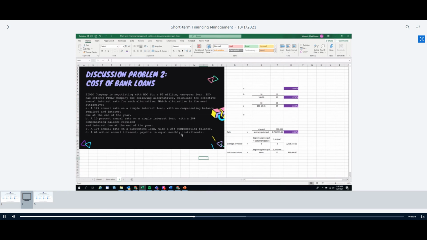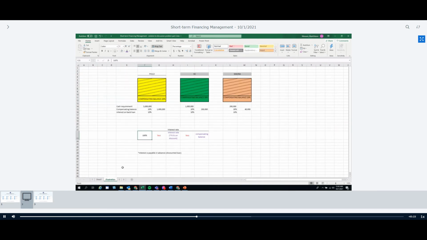Kasi it's 12%, tapos wala daw compensating balance, and at the same time, the interest is due at the end of the year. So therefore, this is not discounted loan. So therefore, the effective interest rate is 12%. So yun lang din yun. Okay. So letter B, 10% annual rate on simple interest loan with a 20% compensating balance required and interest due at the end of the year. Yan, sige. Remember dinideduct lang natin ng interest if it's on discount. So meaning, if the interest is payable in advance.